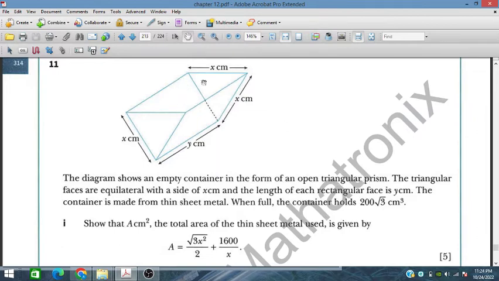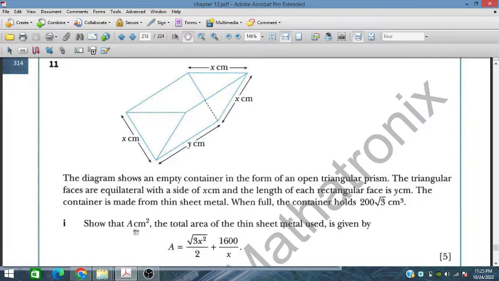This is the open area, and this is covered. The triangular faces are equilateral with side x centimeters. The length of each rectangular face is y centimeters. The container is made from thin sheet metal. When full, the container holds this much volume, which is the volume the container can contain.